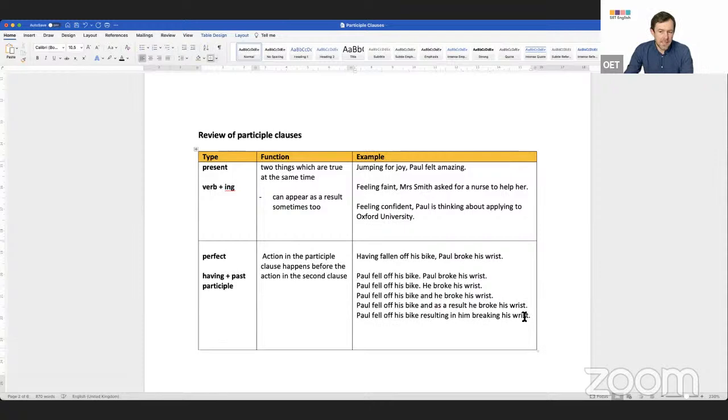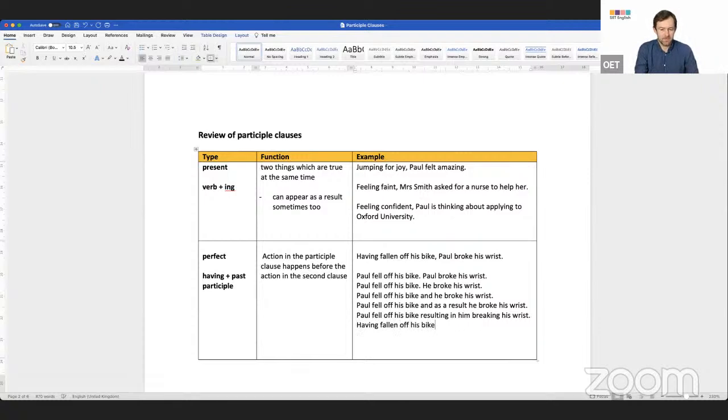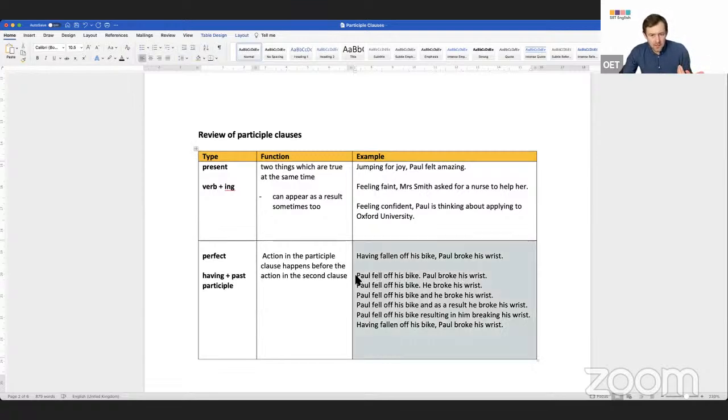So as every sentence goes down, it's becoming more and more complicated. Having fallen off his bike, Paul broke his wrist. For me, that's how it gets more and more complicated. We go from two sentences into one sentence. Then we start using a linker with punctuation. Then we start using a linker that requires a noun after it. Then we start using a perfect participle. And I think that we can see there how it becomes more and more complex.